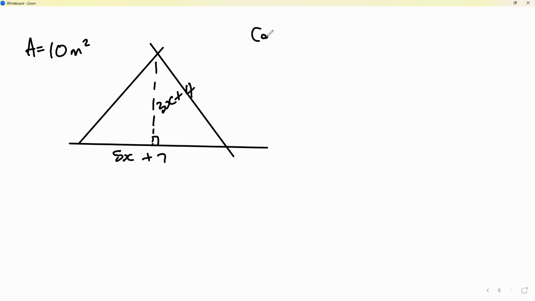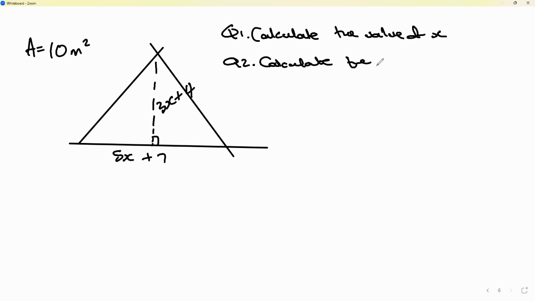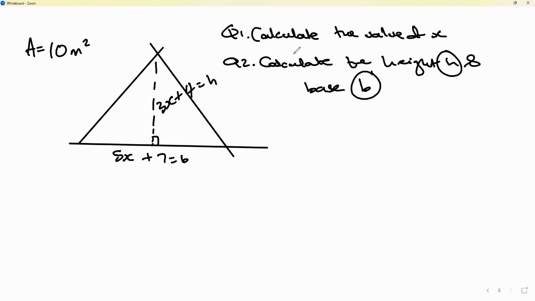All right, so calculate the value of x, and calculate the height h and base b. All right, let's call it h and b, after you found the value of x. All right, let's see if you can do that.